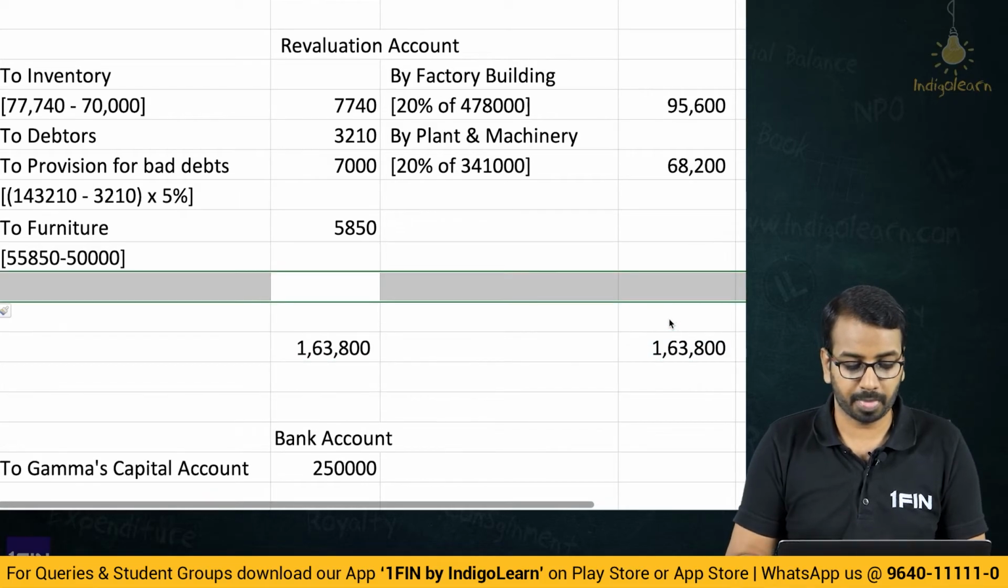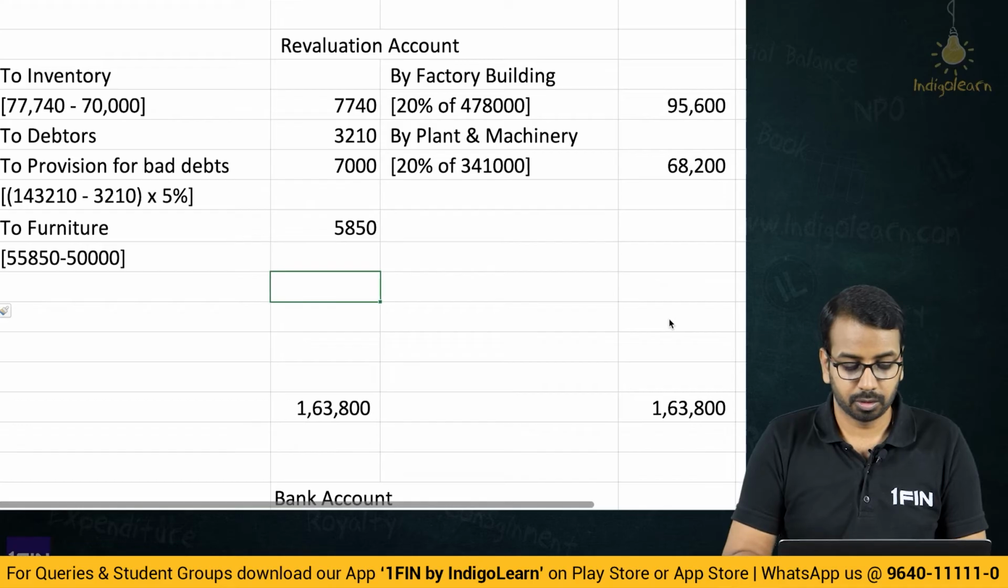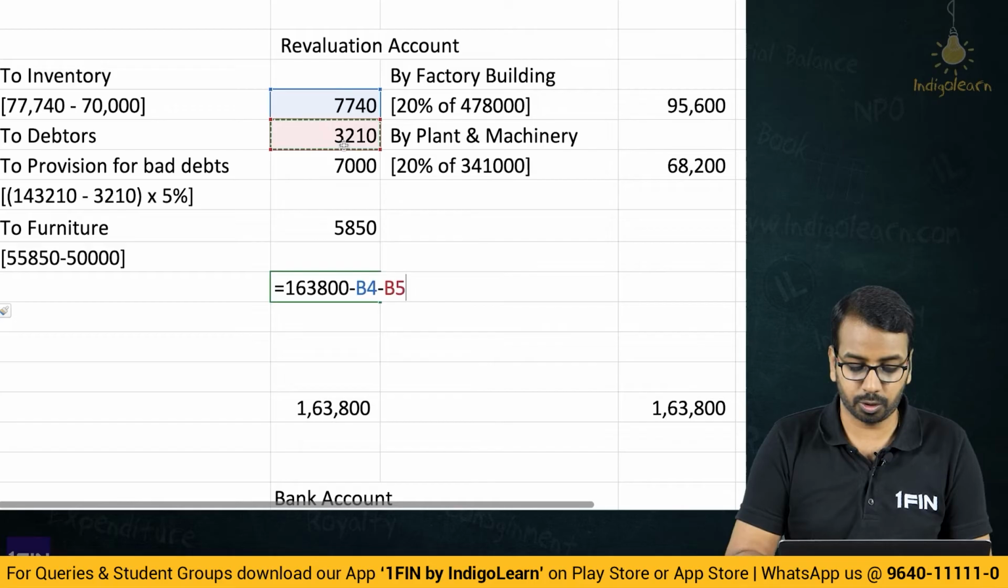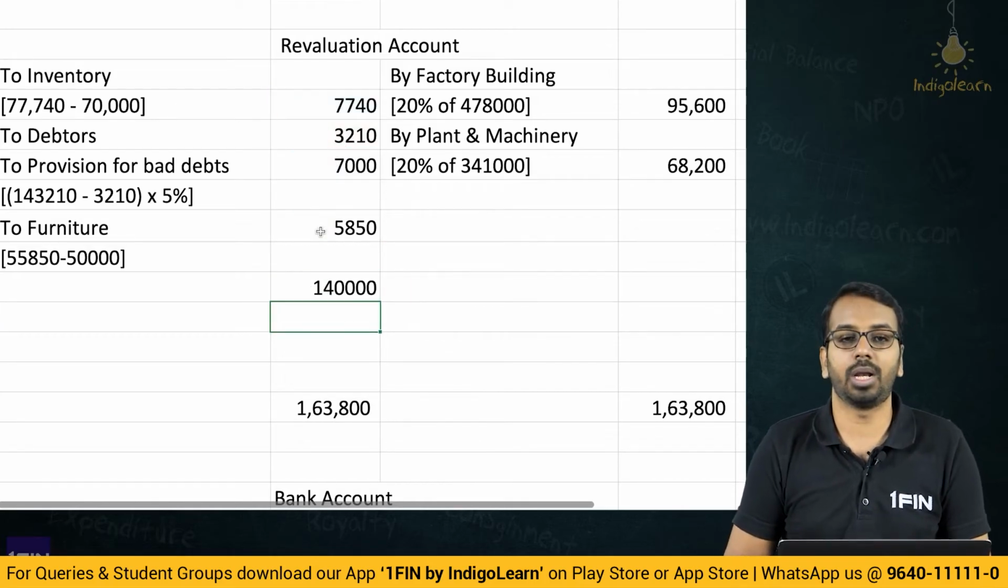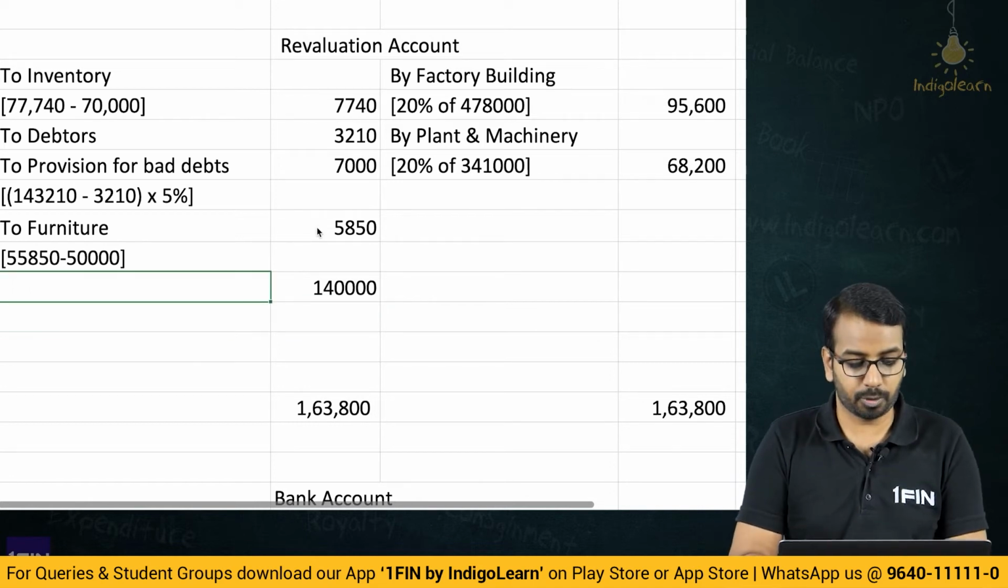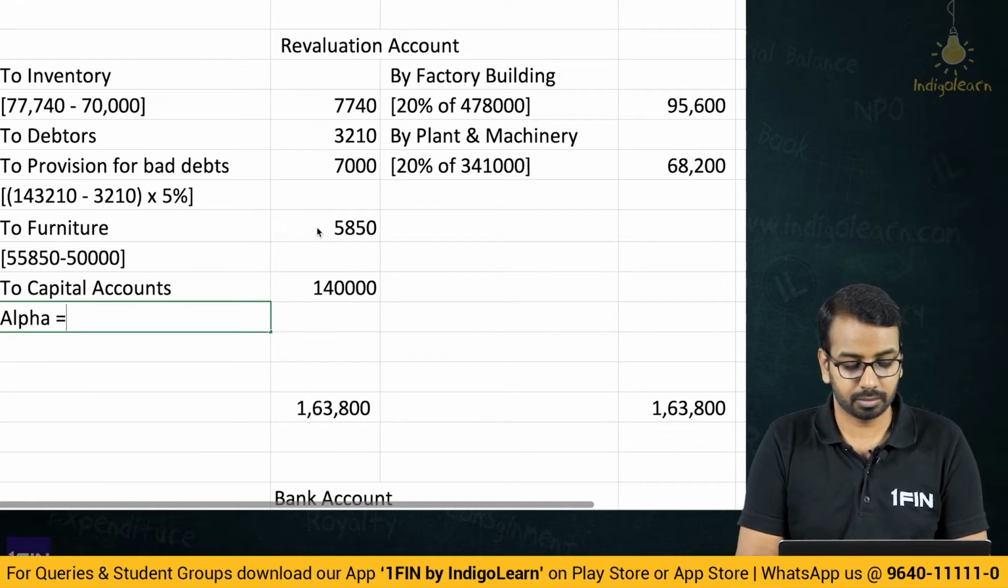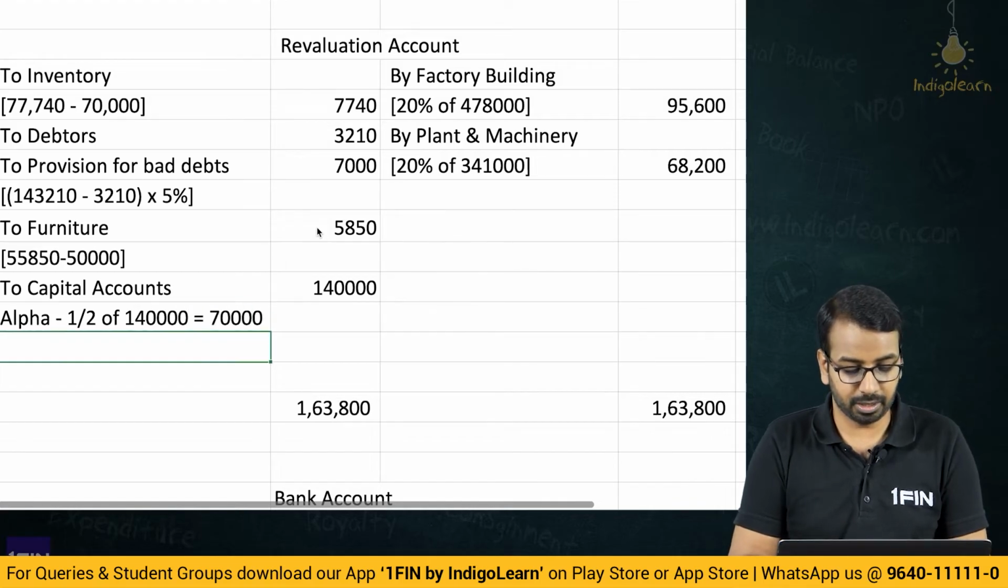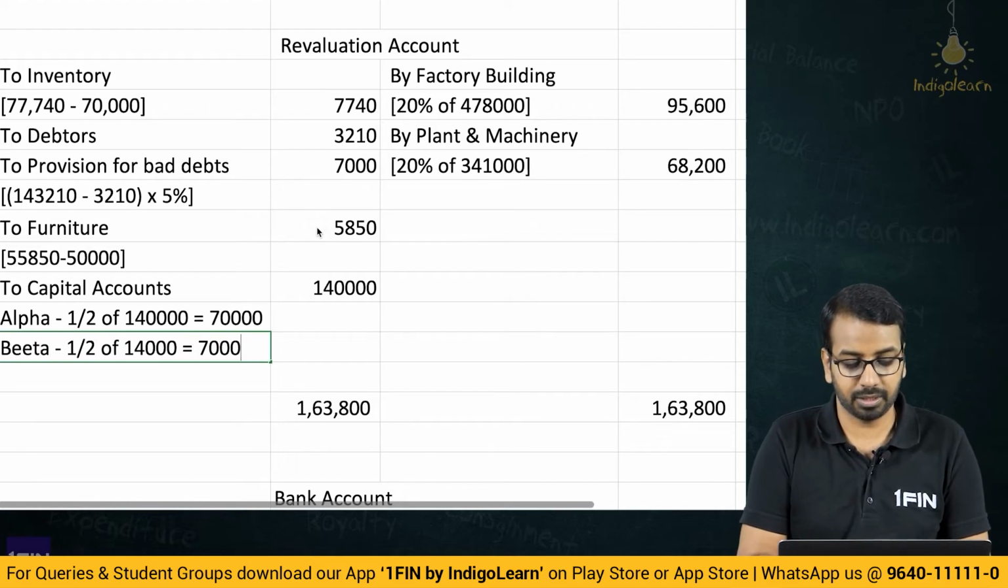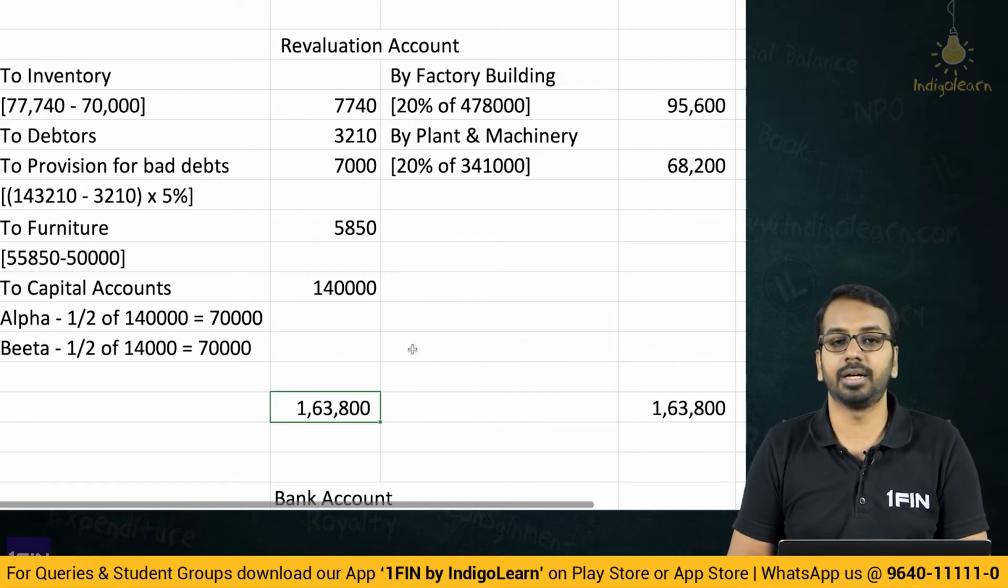What is the profit? 163,800 minus 7740 minus 3210 minus 7,000 minus 5850. If I do, I get 1,40,000. Right. Now this 1,40,000 of profit to capital accounts, Alpha half of 1,40,000, that is 70,000, and Beta also half of 1,40,000, that is 70,000. Okay. So this is the revaluation account.